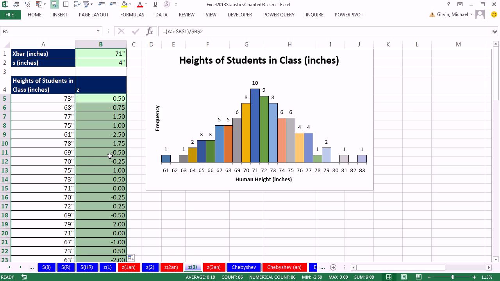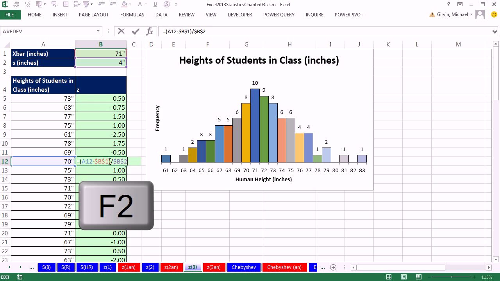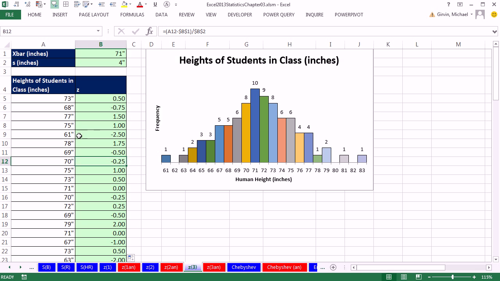You know, I didn't check that last one. I'm going to go down to one of these and F2 key to check to see, did we get relative cell reference? Yes, we did. Did we lock and lock? Yes, we did. Each one of these, oh, look, this person, 61 inches, minus 2.5 standard deviations below the mean. Oh, look at this person, exactly right on the mean.